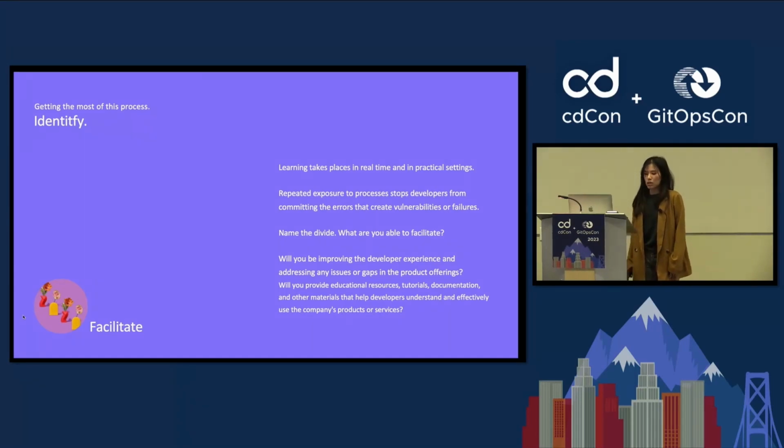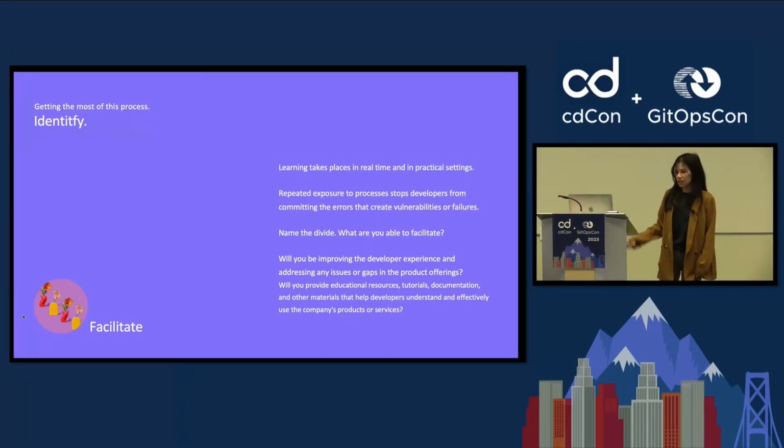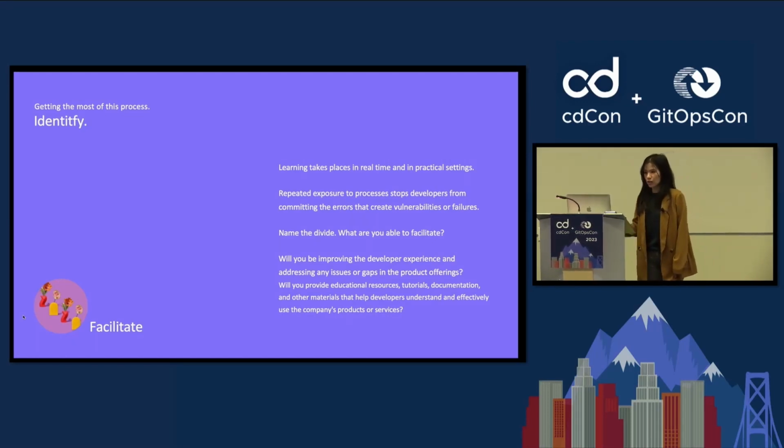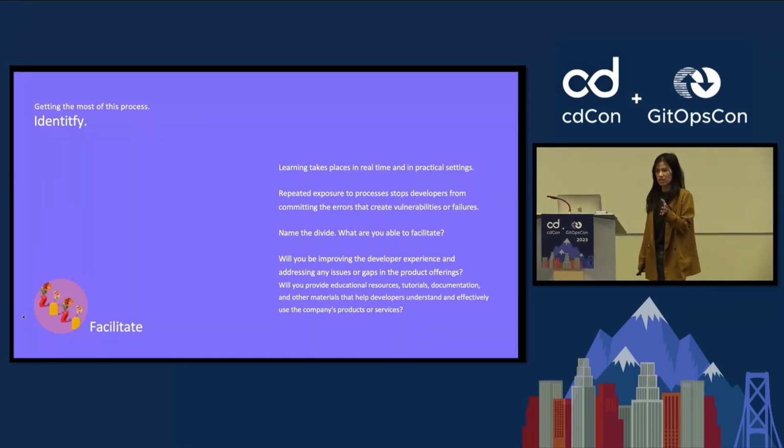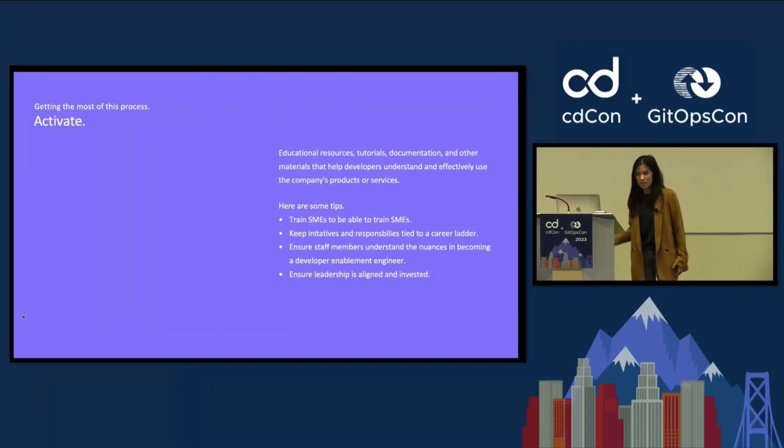So it's really important when you're identifying what you want to facilitate to think about who you have as resources and who's available to help with what. Learning takes time, and learning takes place in real time and in practical settings. There are different ways to facilitate this, whether it's a sandbox environment or a training platform. You really want to spend your time thinking about what is going to be the highest impact, what's going to get the most buy-in, because you can only stretch yourself so thin when it comes to this kind of stuff.